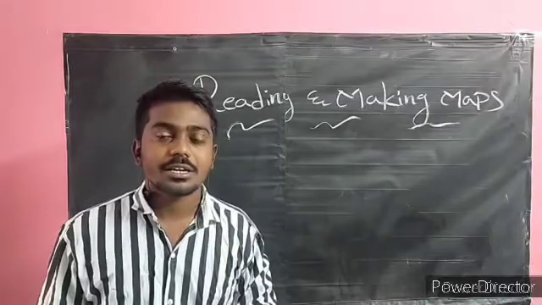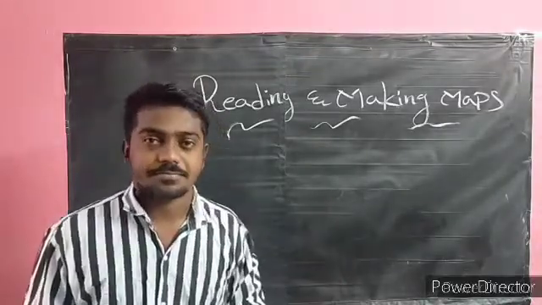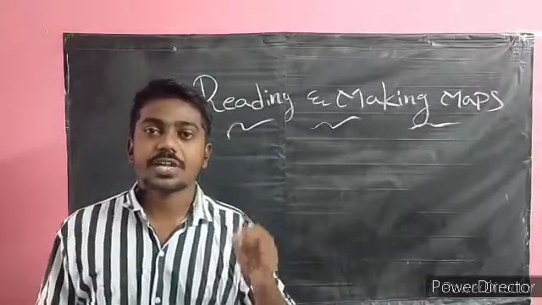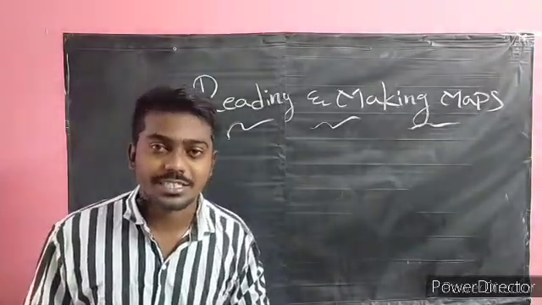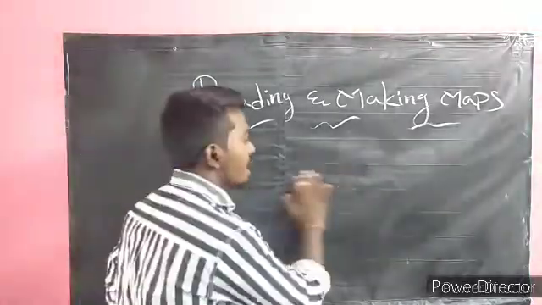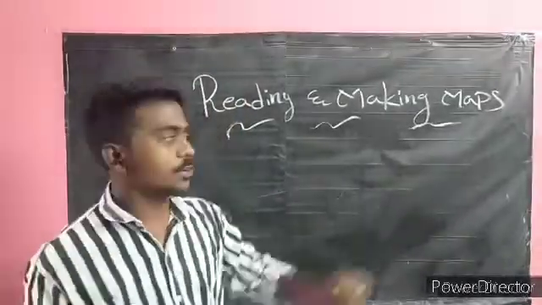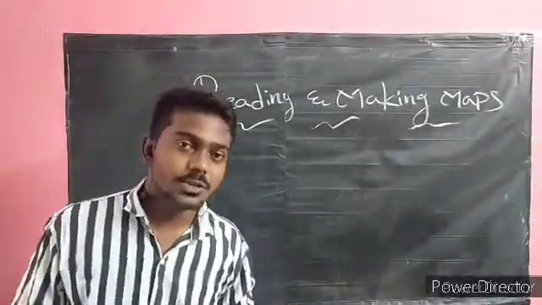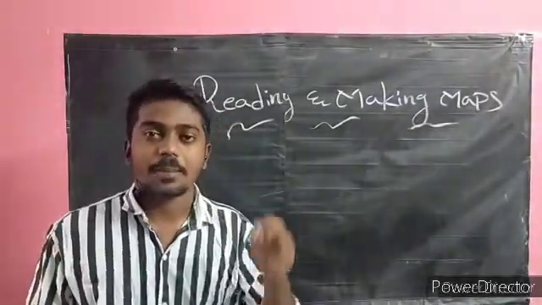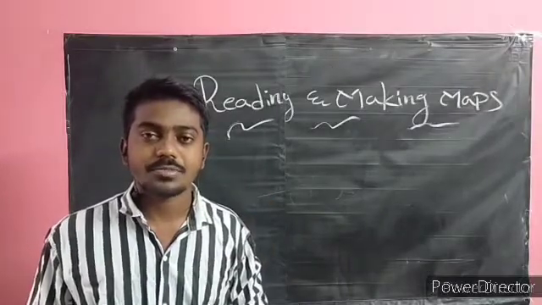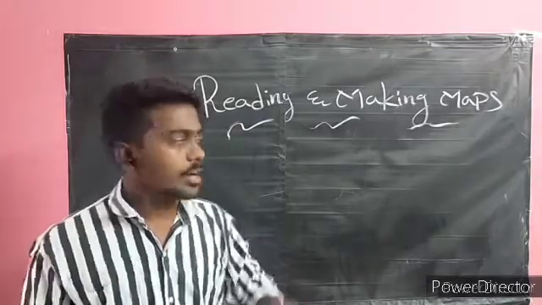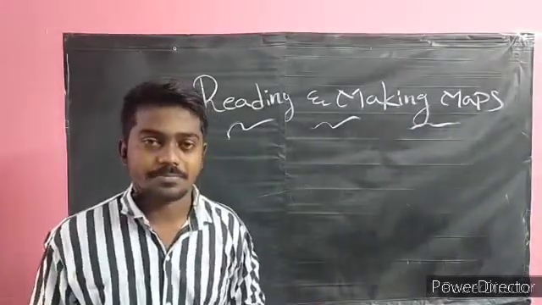A map is nothing but a symbolic representation with which we can show the different characteristics of a particular place, drawn on a flat surface. A map is also a model of different landforms like plains, plateaus, and coastal regions. I told you a number of examples about the map.